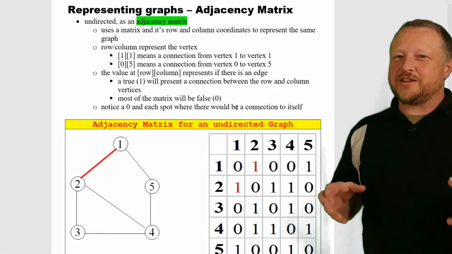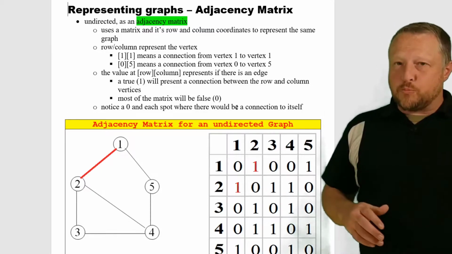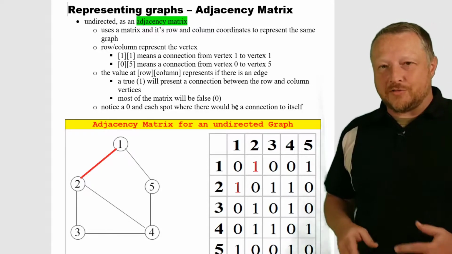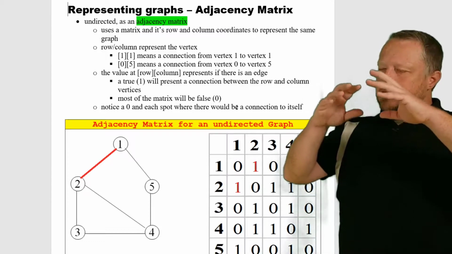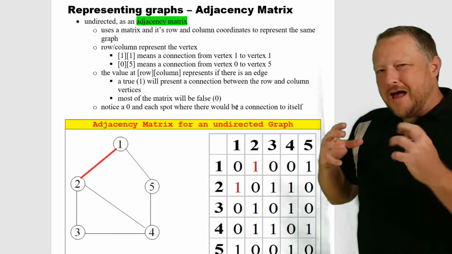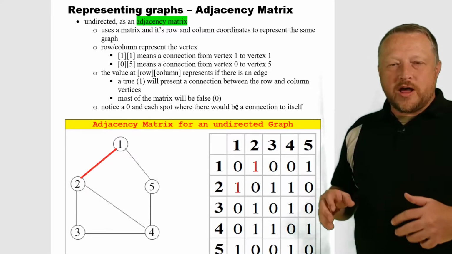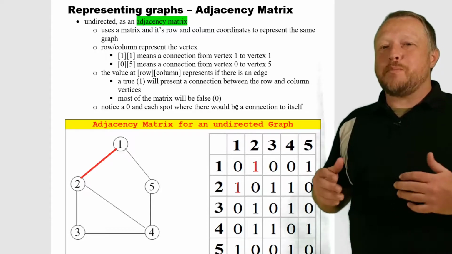So now we get to the data structures part and how we can represent our graphs. So far we've really talked about all mathematical and a little bit of visual. Now we're getting into how do we store the thing in the computer. And the first way is using an adjacency matrix.